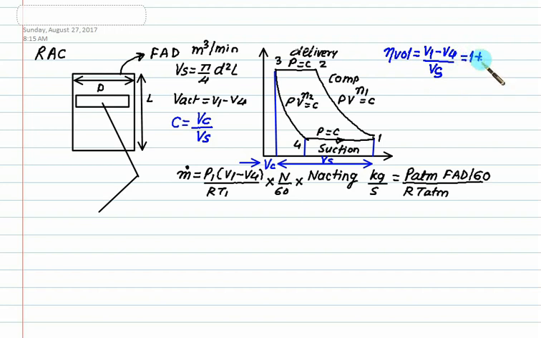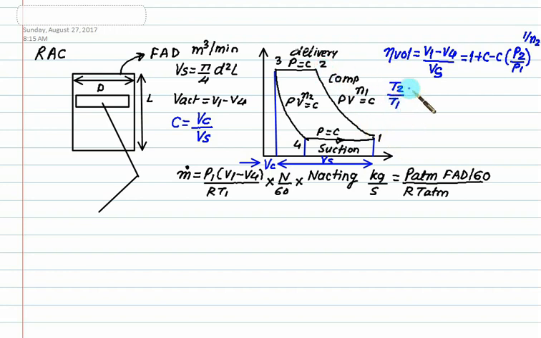Now this equation is also equal to 1 plus C minus C into (P2 by P1) to the power 1 by N2, where N2 is the index of expansion. So for N2 you must always take the index of expansion. If nothing is mentioned, then you take N2 equals N1 and that ratio will be equal to (P2 by P1) to the power 1 by N. Now this equation is used to calculate the dimension of the cylinder. Using the mass flow rate we can calculate V1 minus V4 and hence we can calculate Vs, and from Vs we can calculate the stroke or length, whatever may be required.